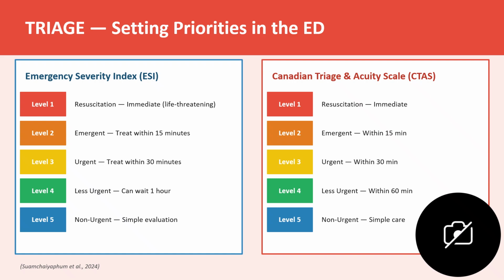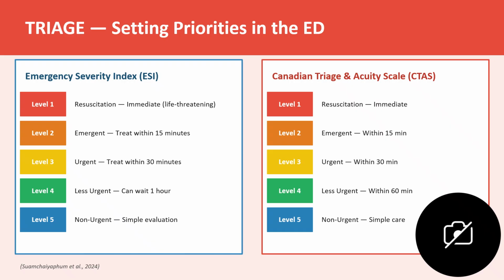So, what do you mean by triage? How do we prioritize the patient's conditions in emergency? There is a triage system based on the Emergency Severity Index, which is commonly practiced in the USA, and there is CTAS, the Canadian Triage and Acuity Scale, commonly used in Canada. Level 1 is resuscitation, which needs immediate care and is life threatening. It needs to be provided before 15 minutes.